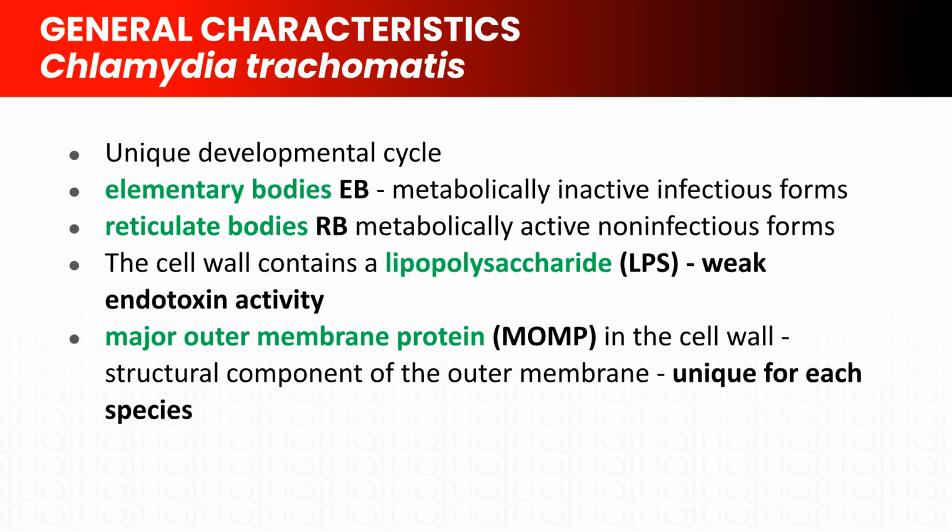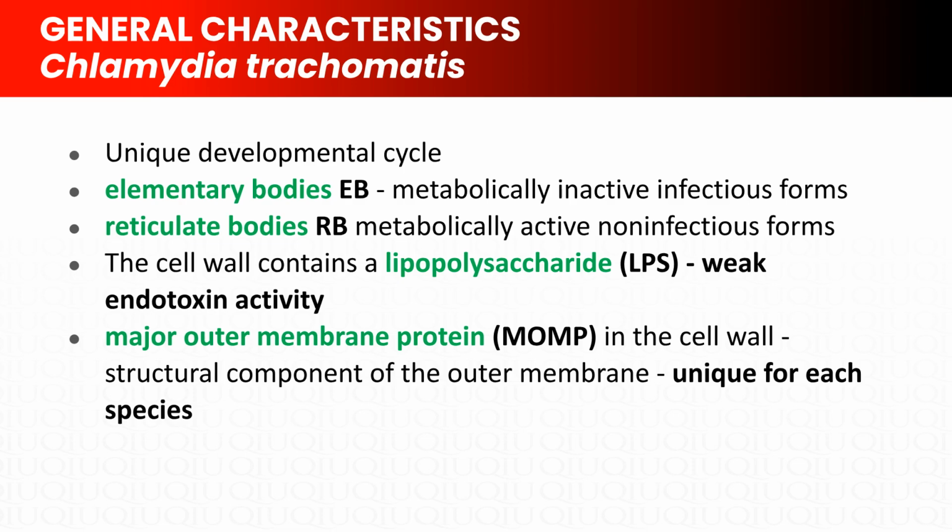The inflammation tends to be more chronic and progressive, which actually contributes to the long-term complications we see, particularly in women with untreated infections. The most important component of the chlamydial cell wall is the major outer membrane protein, or MOMP. This protein serves as the primary structural component of the outer membrane. MOMP is fascinating because it's unique for each chlamydial species, and even among different strains or serovars of the same species. This variation in MOMP structure forms the basis for serological classification of chlamydia.